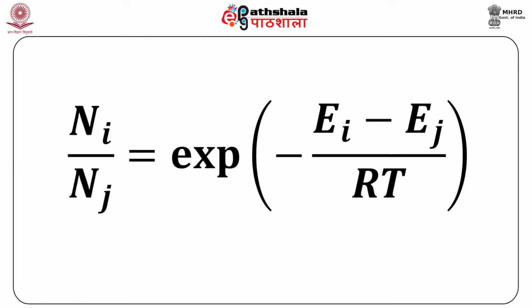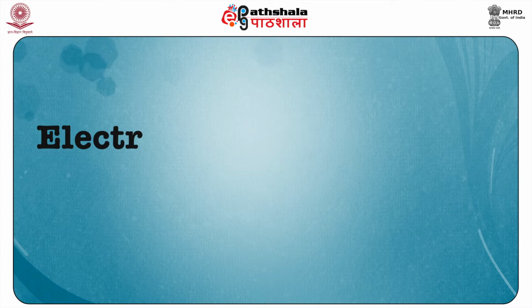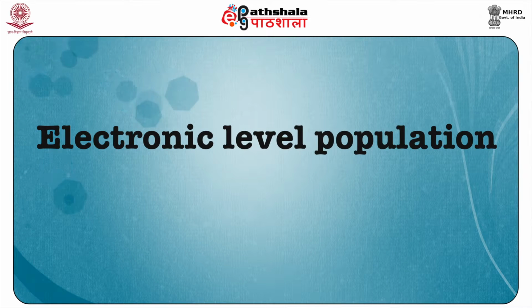And then you can talk about Ni by Nj in terms of the energy levels expressed in per mole. That is why here we have used capital EI and EJ, because now we are talking about per mole, and we have replaced the Boltzmann factor by the gas constant R. Now let us look at the electronic level populations.